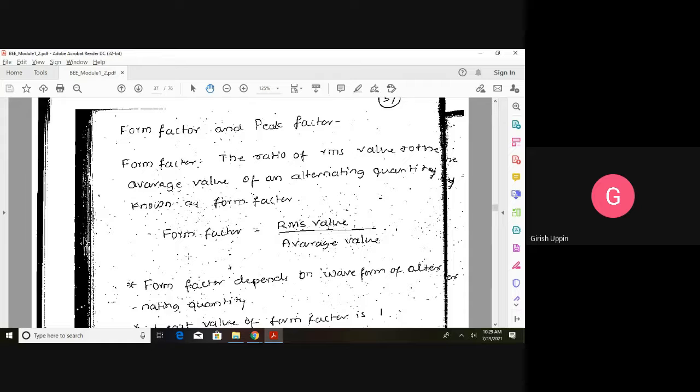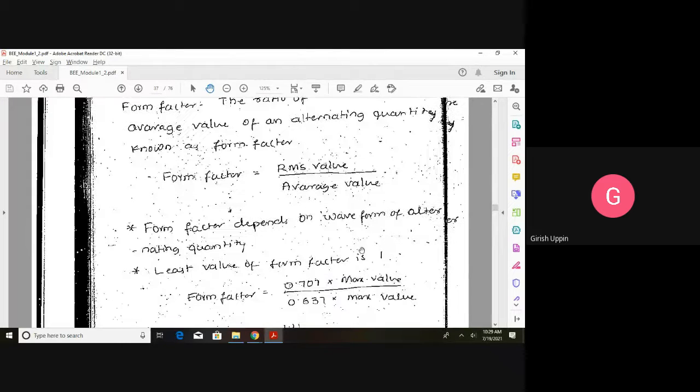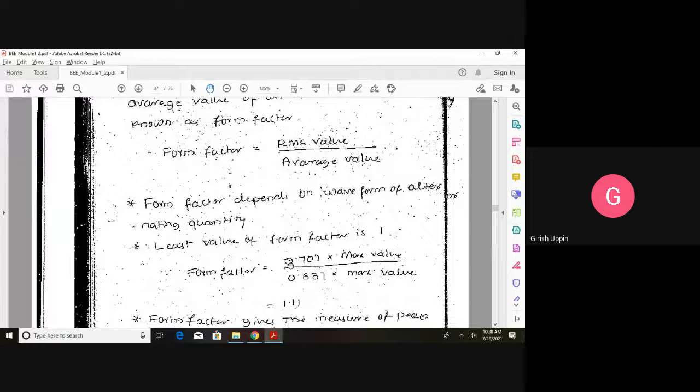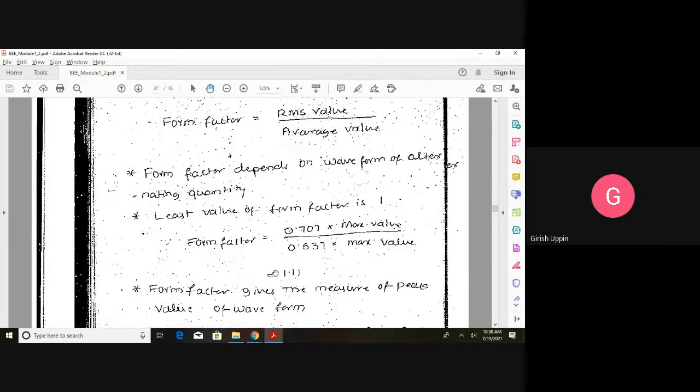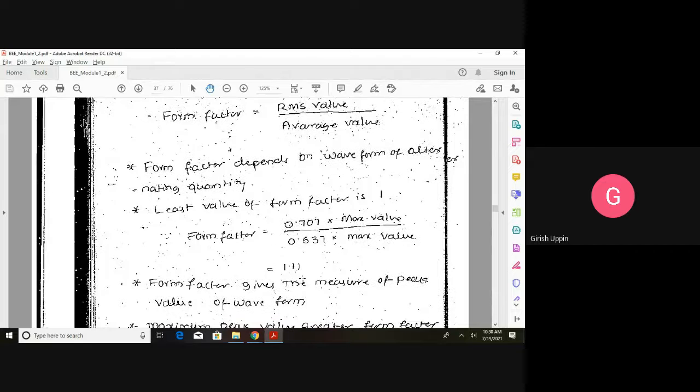Therefore, form factor is what? RMS value divided by the average value. Now we have calculated the RMS value as well as the average value for the sinusoidal waveform. What is the RMS value for the sinusoidal waveform? It is 0.707 times the peak value, the maximum value. What is the average value? 0.637 times the max value. So the max value will get cancelled. This will come as 1.11. Therefore, the form factor of a sinusoidal waveform is constant, that is 1.11.